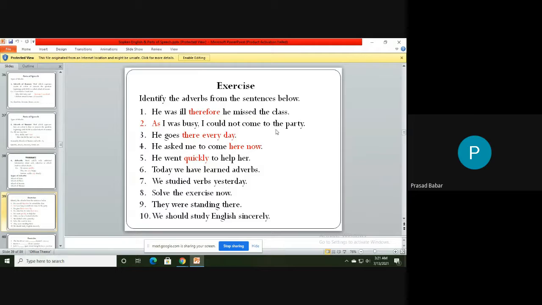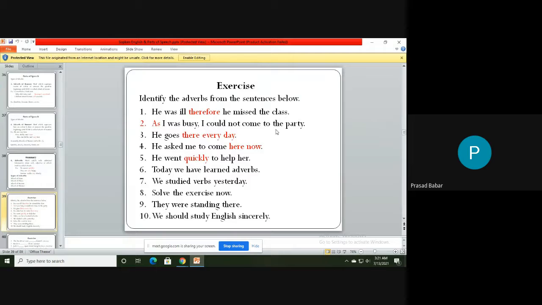Yes, it is also the adverb of reason. As I was busy, मी busy असल्यामुळं I could not come to the party. So it is telling the reason, and that is why it is the adverb of reason.